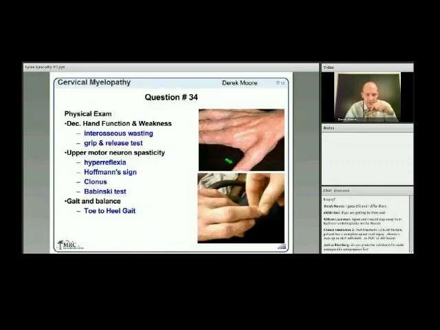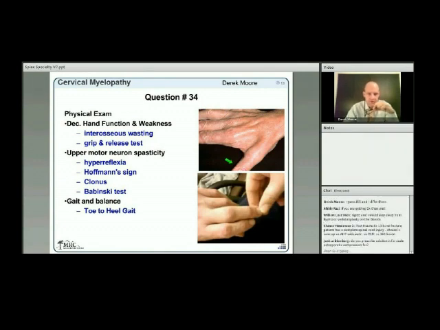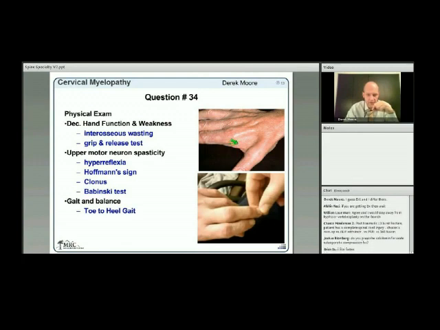Cervical myelopathy can be diagnosed on physical exam alone. You want to look for decreased hand function and weakness. One thing you want to look for is interosseous wasting, as you see in this clinical photo on the right. The other thing you want to check for is if they have a positive grip and release test. This is when they have difficulty opening and closing their hands rapidly.